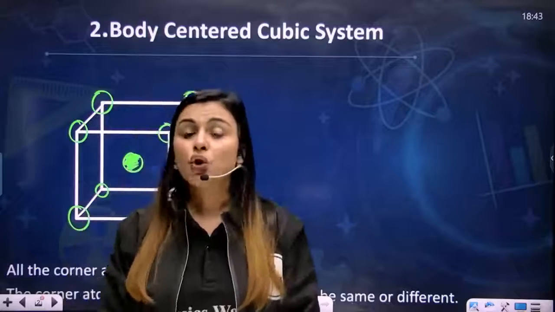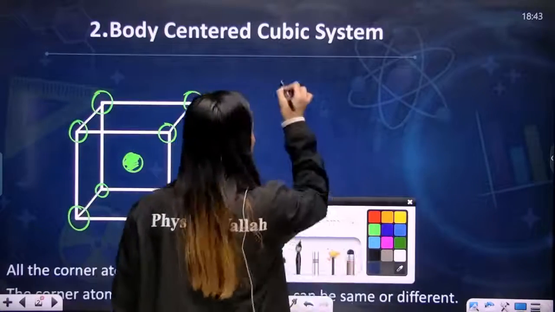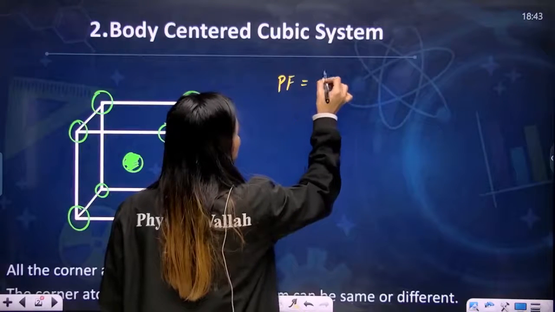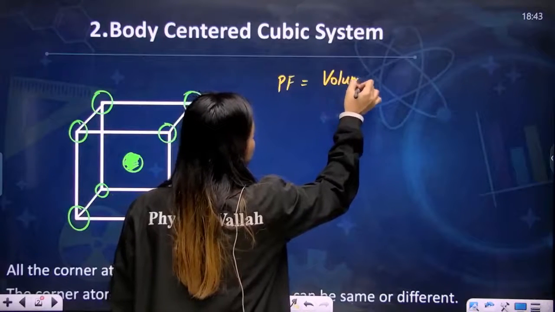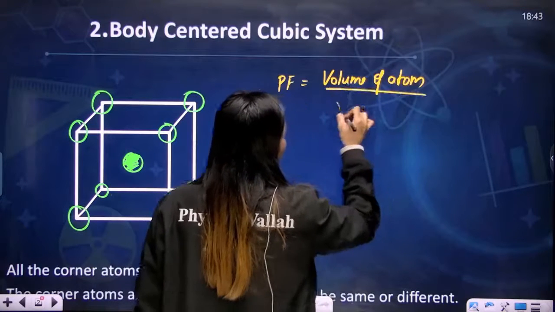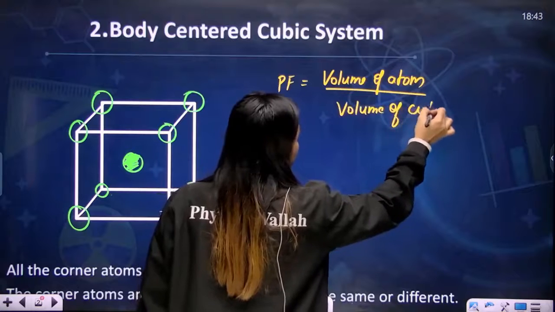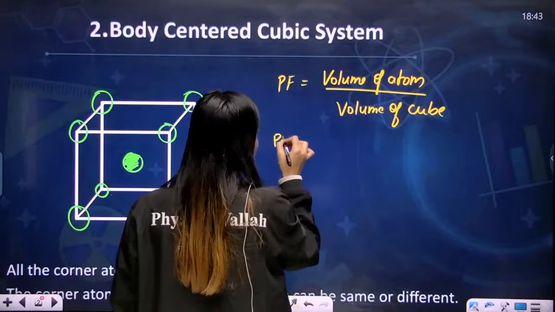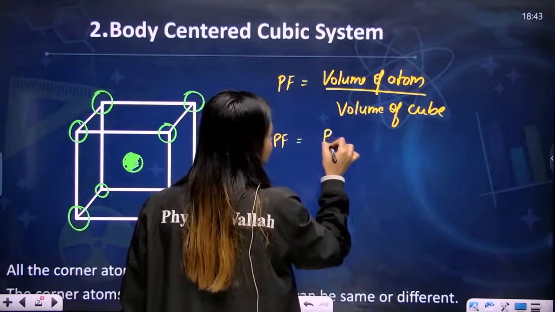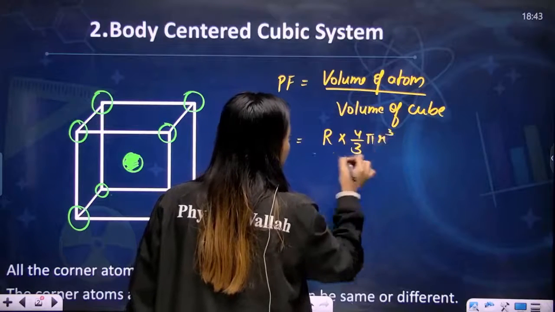Okay, so if we talk about the packing fraction, in the previous class, we said that packing fraction is actually the volume of atoms divided by the volume of cube, right? Yes, and the formula that we derived was packing fraction is equal to rank into 4/3 πr³ upon a³, right?